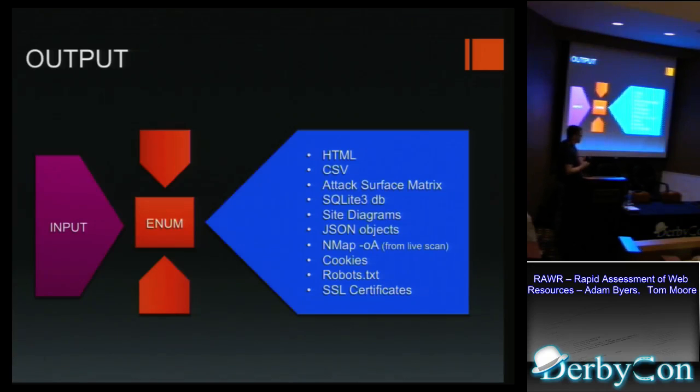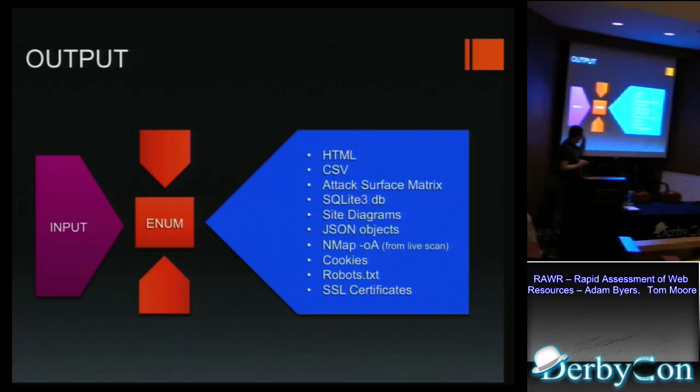SQLite 3 database, you guys probably already read through this. Mentioned the site diagrams, JSON objects. I want to thank Andy Gentile from OWASP Charlotte. I appreciate it. He said, hey, what if I want to automate this? I want to start Rawr, and I want to pipe the output into, I don't know, my lowponies.hi.